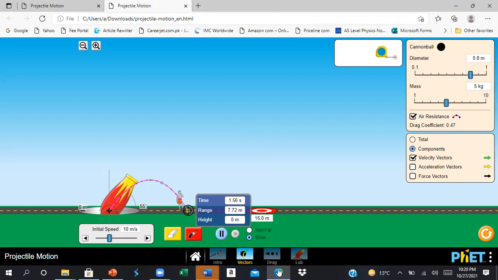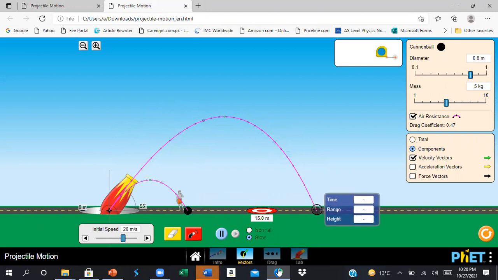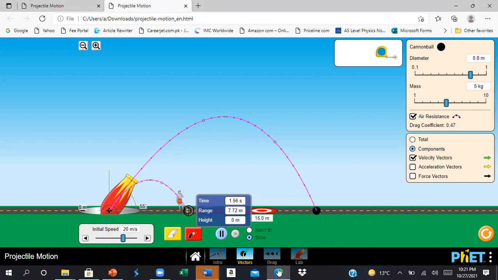If we increase the speed, let's say double it to 20 meters per second, and throw it again, the initial time was 1.56 with the speed of 10. Now the time is 2.73. So for the speed of 20 meters per second, it took 2.73 seconds to land and the range is 20. But if you throw it with 10 meters per second, it took 1.56 seconds and the range is 7.72.